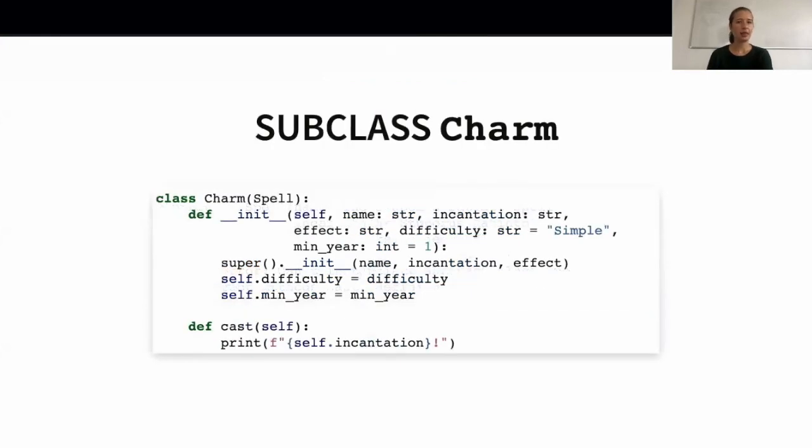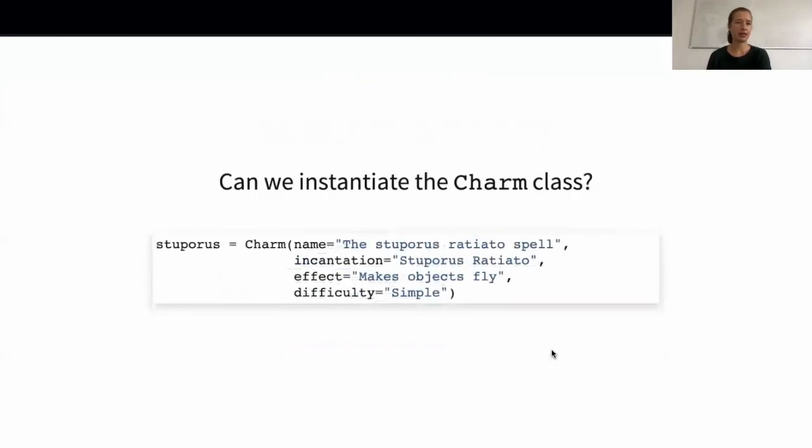Okay, let's create a subclass. The Charm class might look as follows. It inherits from our abstract base class Spell, and naturally there are easy charms and very advanced ones, so we will add two new attributes, one being the difficulty of the spell, and the other being min_year, which specifies at what year students will be able to cast the charm in question. We further add an implementation for the abstract method cast. Let's try to instantiate this Charm class, again using Stuporus Razziato as an example.